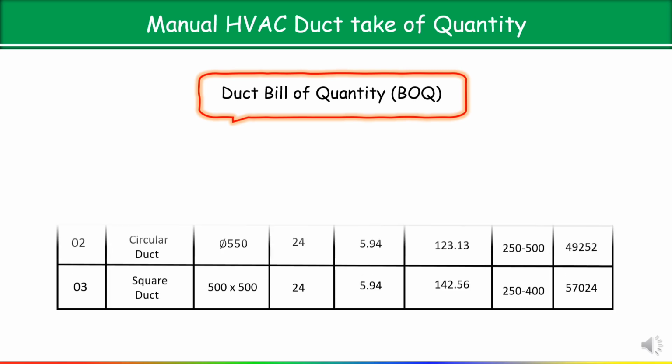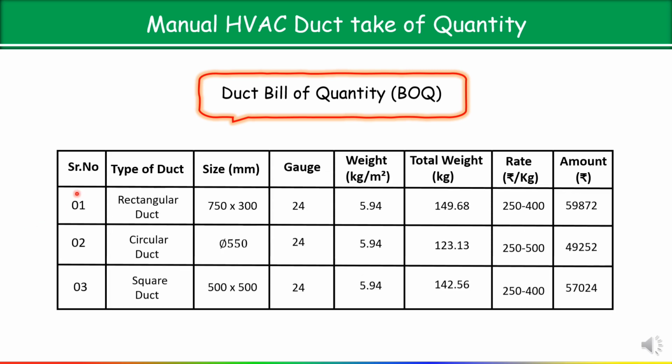It is very simple, duct bill of quantity. So here what we have done, see, first, for rectangular duct size we have calculated 750 by 300 and gauge 24, gauge of sheet is 24, weight 5.94 kg per square. Total weight we have calculated 149.68. Now see, the price is written here. Remember, the price for rectangular, square and circular duct in India can vary based on material and size. So here are the general price ranges per kg.